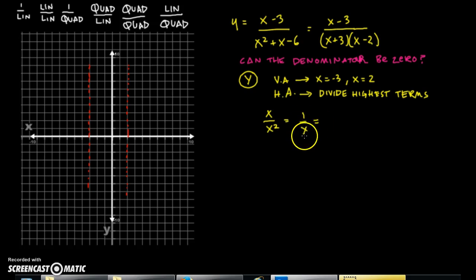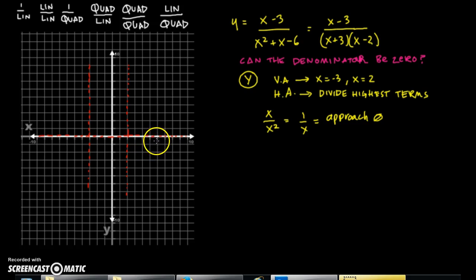And what does 1 over x become after getting enormously big? Well, it's kind of obvious what's going to happen to it. It's going to approach 0. So that means I know already that I have a horizontal asymptote at y equals 0. So as I said before, I should know what happens on either side outside of those two vertical asymptotes.